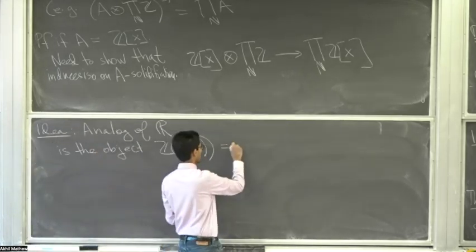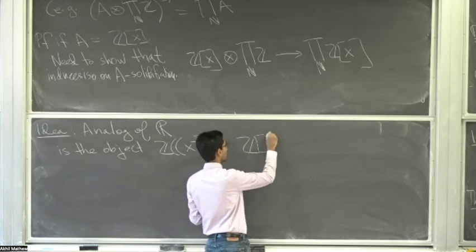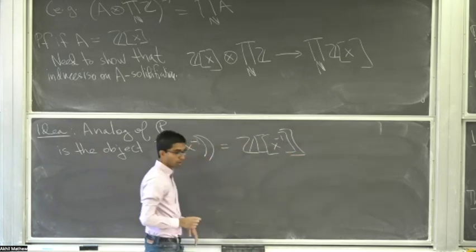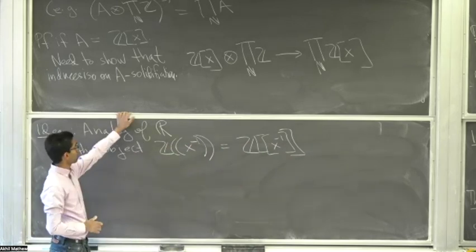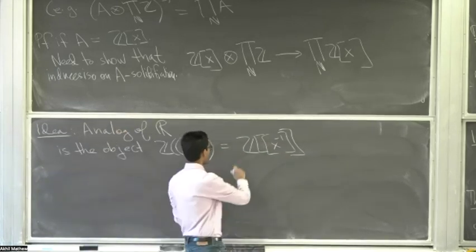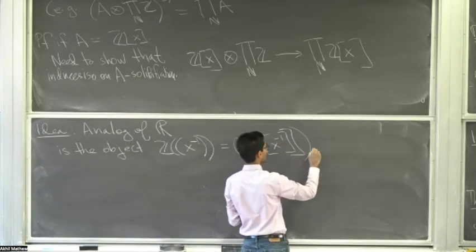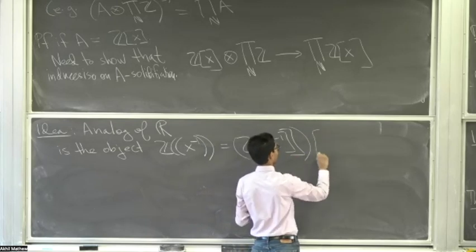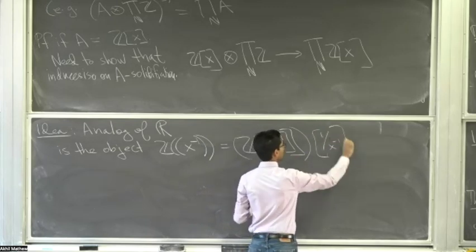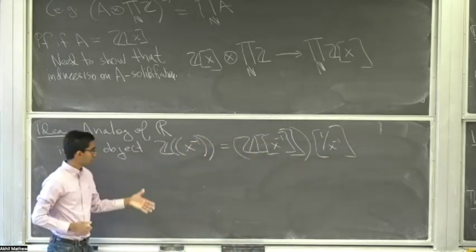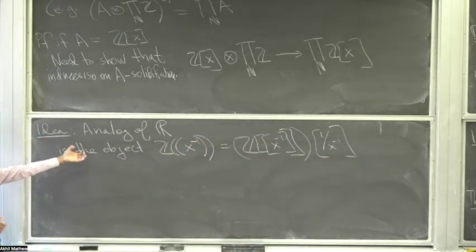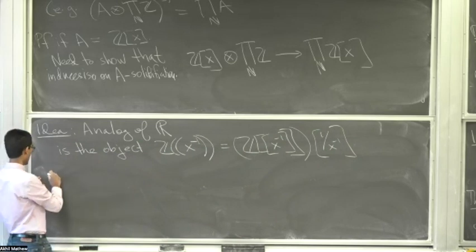By definition, we take the power series ring in Z double brackets, the power series ring in the element 1 over X, and then we invert X inverse. This is an example of something whose derived solidification is going to be 0.